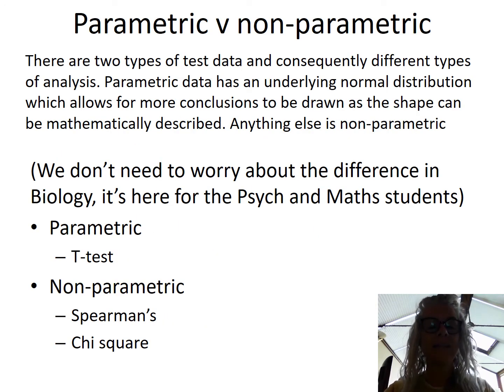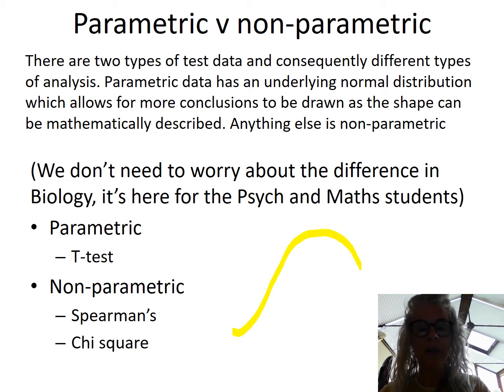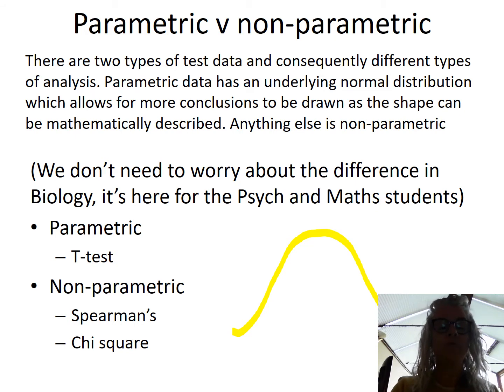Now this slide, skip it if you are not a psychology student or a maths student. They need to know which ones are parametric and which ones are non-parametric. Parametric tests show a normal distribution curve. So they kind of go like that. That is a normal distribution. Okay, so the only parametric one we do is t-test. The non-parametric ones, Spearman's rank and chi-square.